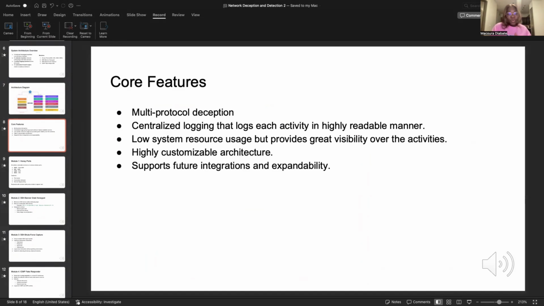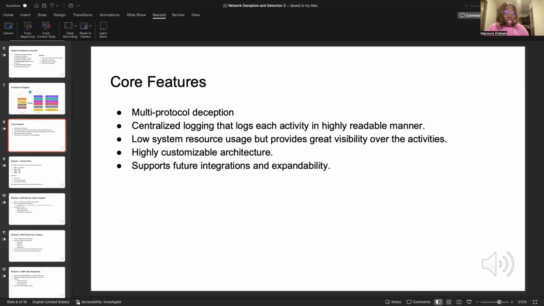Features. One, multiple protocol deception. The honeypot can mimic multiple protocols at the same time. It catches attackers using port 22, 3389, 445, 5900, and more. It simulates different services at a time, making the trap more realistic and effective. Feature two, centralized logging. Every action an attacker takes gets recorded in one place. Logs are organized and easy to read. Clear logs equal faster decision making.